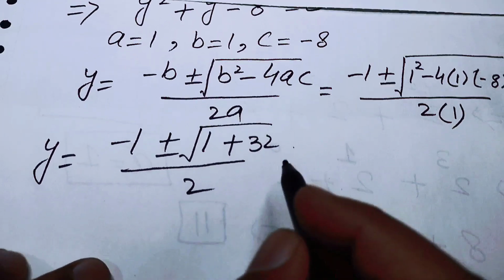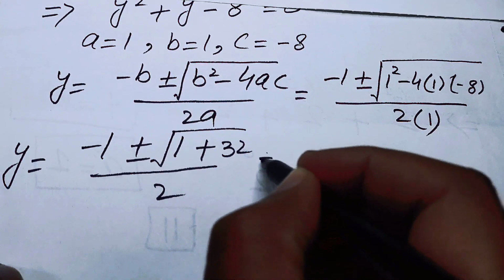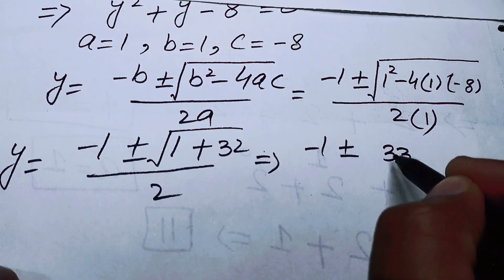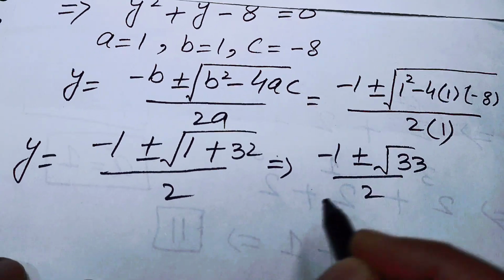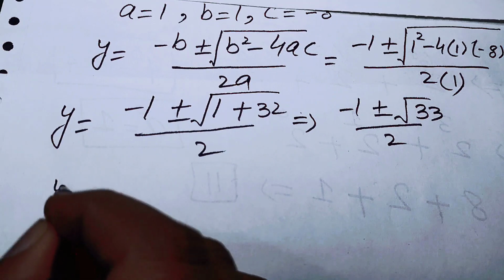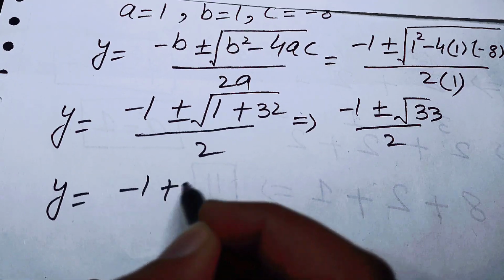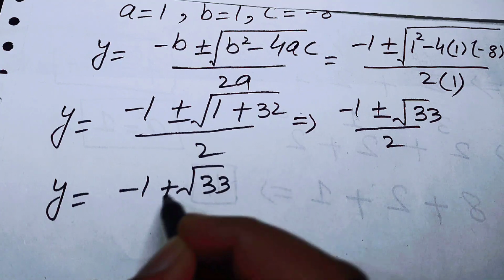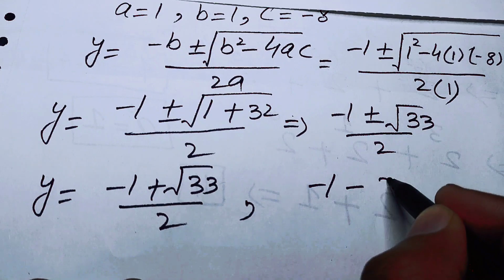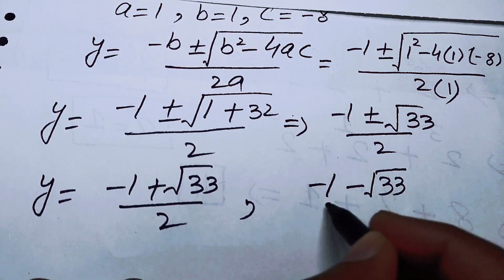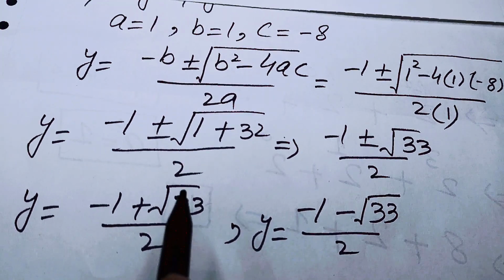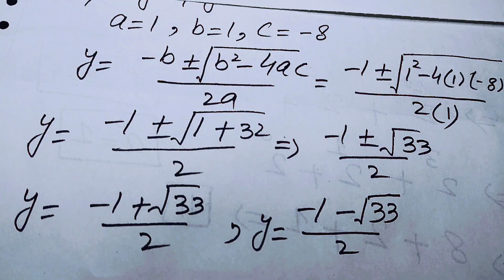So here we will obtain minus 1 plus or minus the square root of 33, over 2. Now we can break both terms and write them as (minus 1 plus square root of 33) over 2 and (minus 1 minus square root of 33) over 2. So here we have two roots of the quadratic equation.